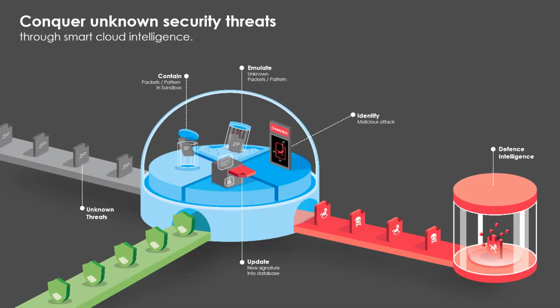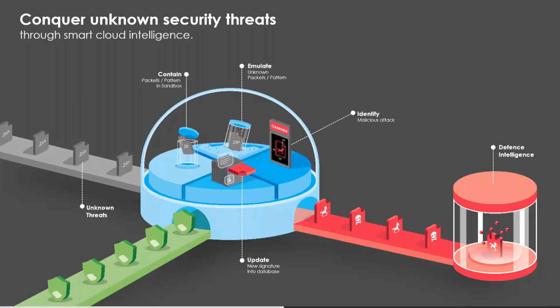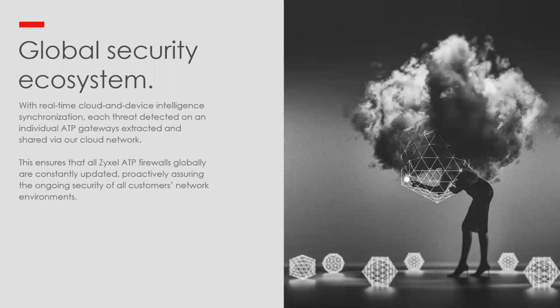So basically, as more and more people deploy the ATP, more and different types of behaviors, packets, and applications will be recognized, sent up to the cloud, and classified. So you've always got the most up-to-date cloud-based filters available and signatures for those types of applications and threats.